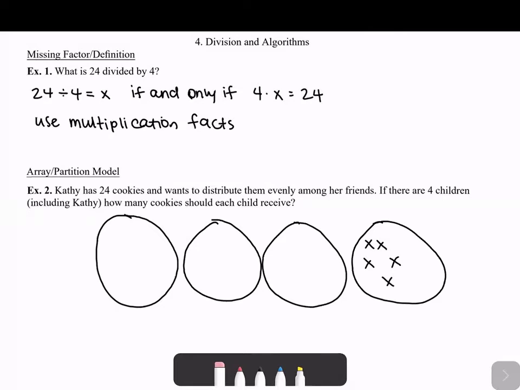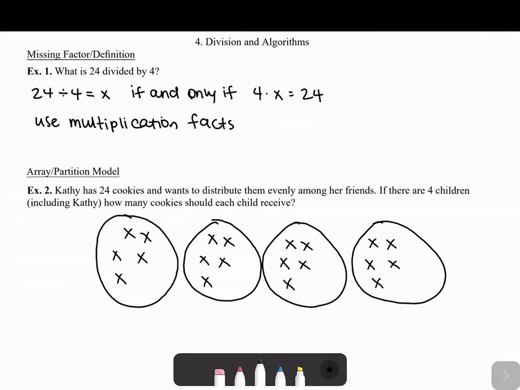So again, we're going to put 1 for each child and then move on. 1, 2, 3, 4, 5, 6, 7, 8, 9, 10, 11, 12, 13, 14, 15, 16, 17, 18, 19, 20, 21, 22, 23, 24. This is how it should go. You put 1 for each child until you're done. So that is how this model works.